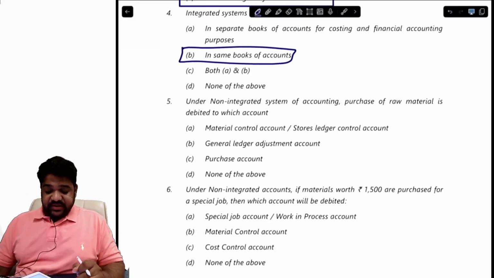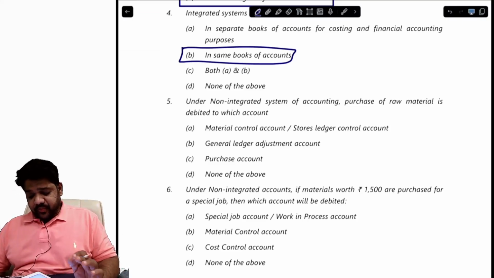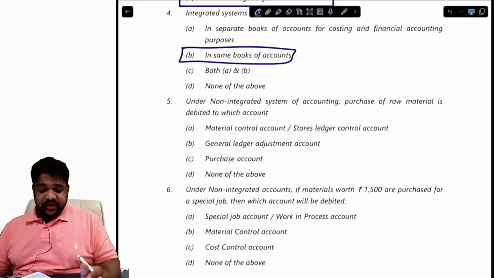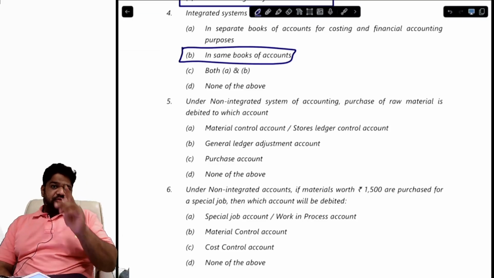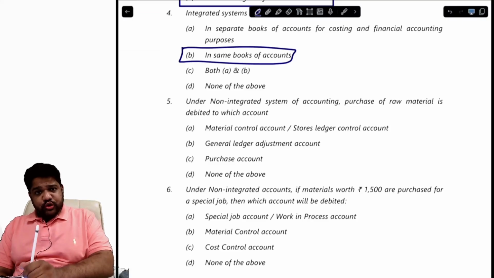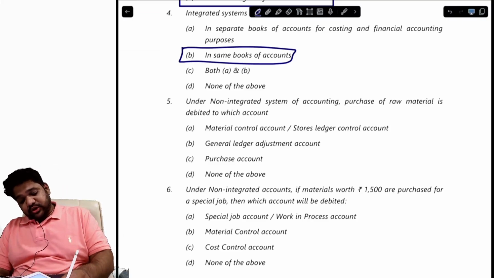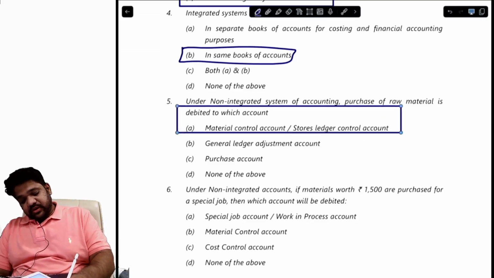Fifth one, it says under the non-integrated system of accounting, purchase of raw material is debited to which account? So if you are purchasing raw materials, that is our first entry in the list of entries. The entry is stores to GLA. So we'll have to debit the stores account. So here we have the stores or the material account.